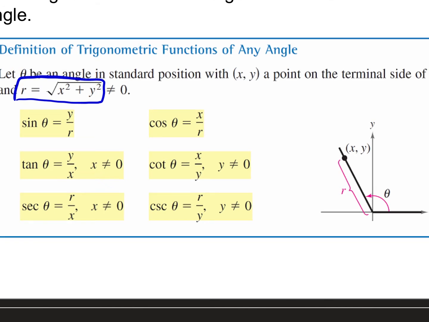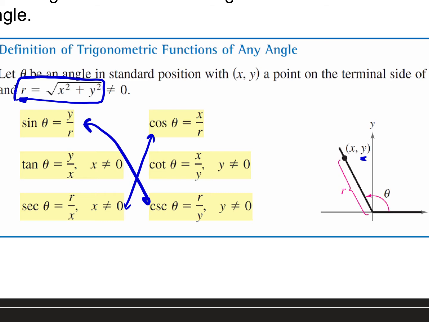And then we also have our trig functions. Sine of theta is equal to y over r, so y would be the y coordinate of our point, and r we would have to find. Cosine is x over r, tangent is y over x, cotangent is the reciprocal of it, and then secant is the reciprocal of cosine, and cosecant is the reciprocal of sine.